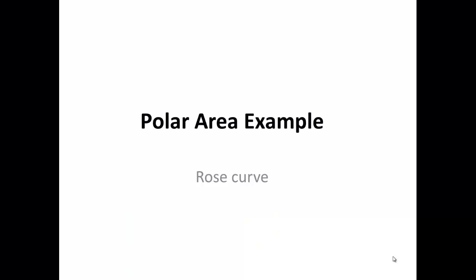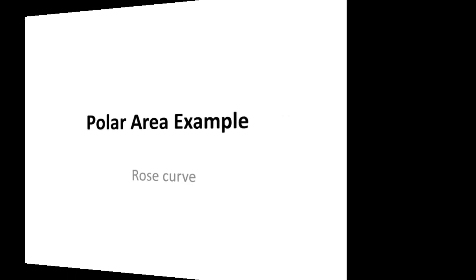Hey folks, thought we'd take a look at another example of finding area in polar coordinates. This will be an example of a rose curve. So let's say you're asked to find the area of one petal of the curve produced by the polar equation r equals 4 sine 3 theta.